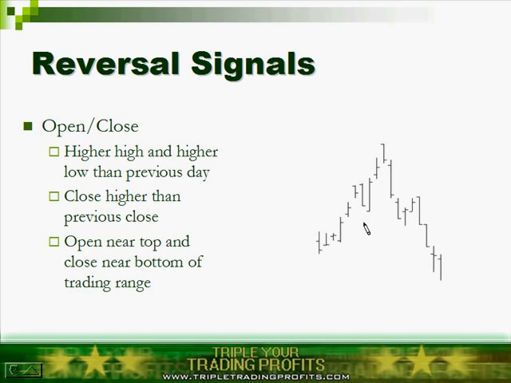The next one is an open close reversal. Now what we have here is a 2-day pattern, where this particular bar here is the second one. So we have a higher high than the previous day, and we have a higher low than the previous day. But the significance is where the open and the close is in relationship to that second bar. Notice how the open is up near the top of the day's trading range, yet we've closed right down near the bottom of the day's trading range.